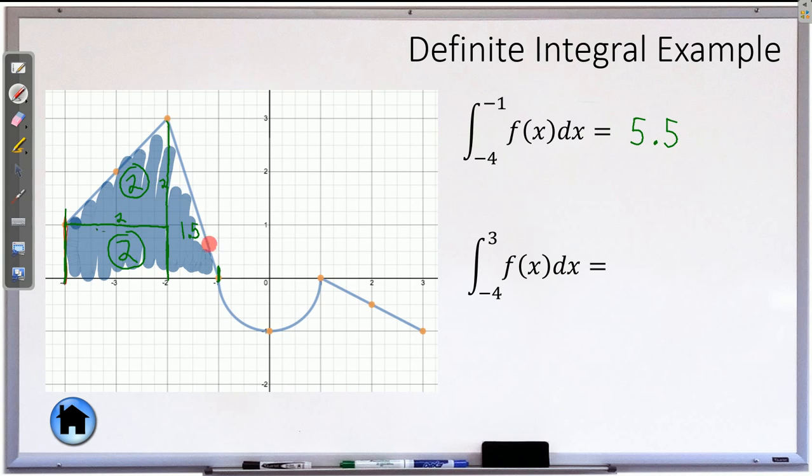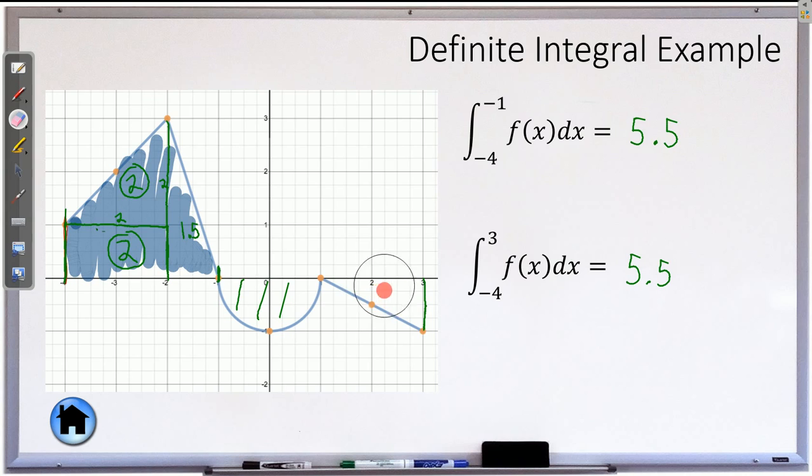All right, now we want to find the area from -4 here all the way to 3. All right, well, that's going to be kind of nice because we already know the area from -4 to 1. It's 5.5. Now we just have to tack on this half circle and this triangle here. Let's talk about the triangle first.